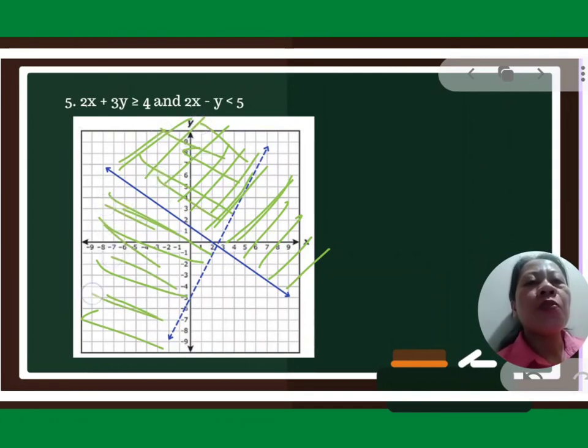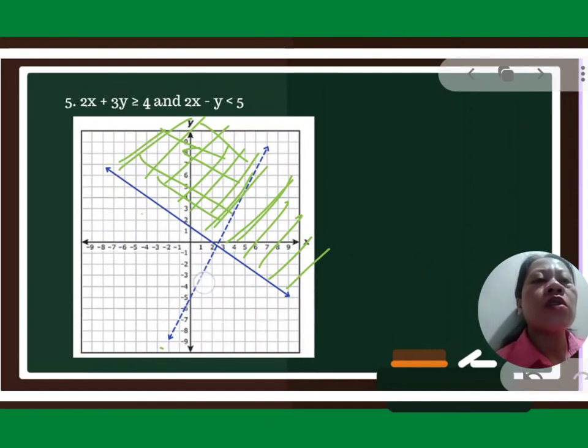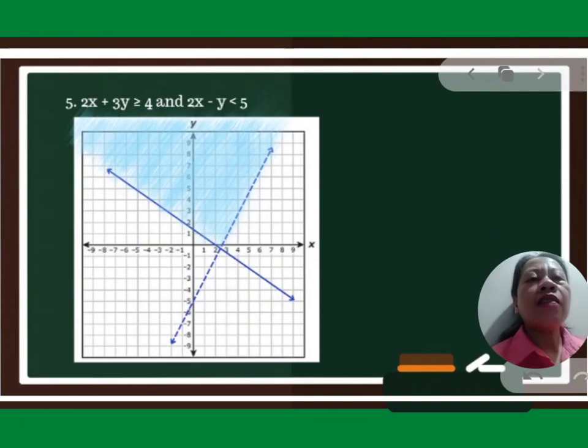Mapapansin po ninyo, ang intersection region ay itong bandang to. Itong region na to. So, ito yung solution to the system. Pwede po natong burahin ito na hindi kasali doon sa intersection. Region of intersection. Ito po yung solution to the system. So, just like this one. Okay, so ito na po ang graph ng system of inequalities sa number 5. Okay, so that's all.